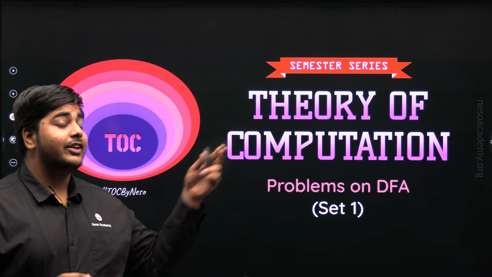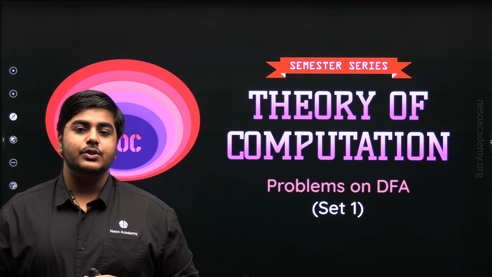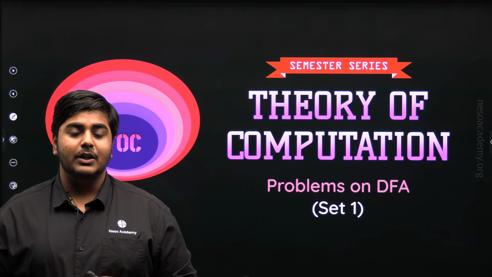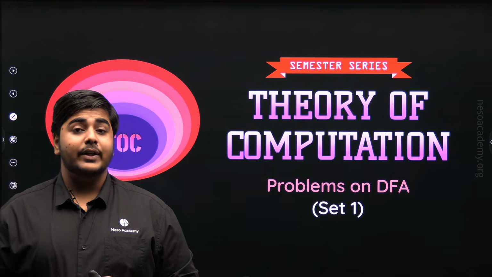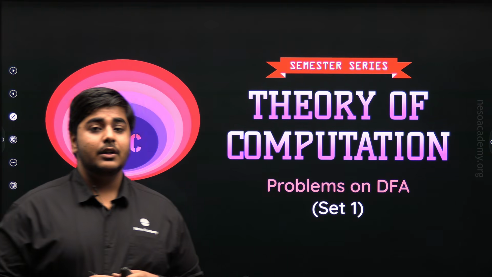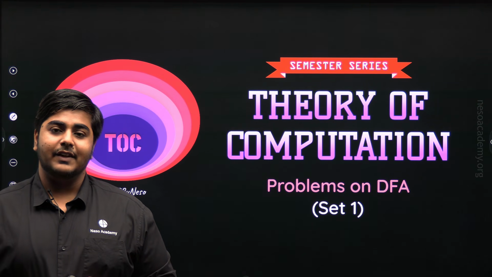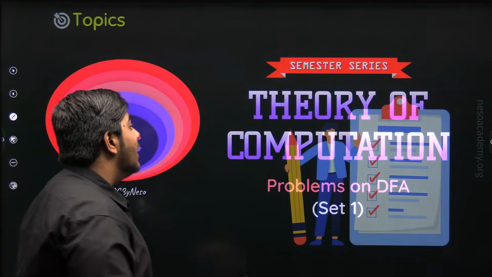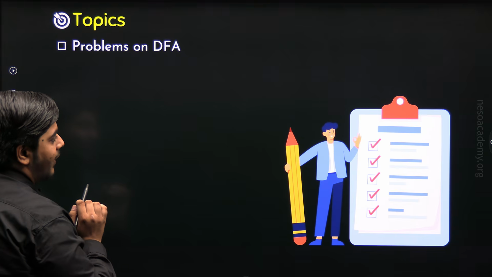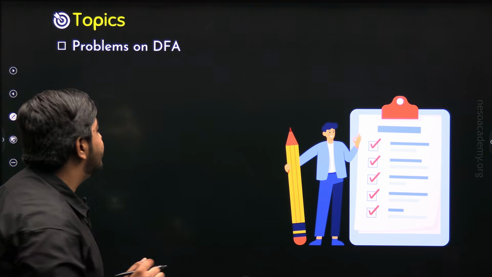We are learning theory of computation, and in the previous lecture, we have already understood what is a transition diagram and what is a transition table of a DFA. And now in this lecture, that is problems on DFA set 1, we are going to understand few interesting problems on DFA. So in this lecture, we will understand total 4 problems on deterministic finite automata. So let's get started with our very first problem.